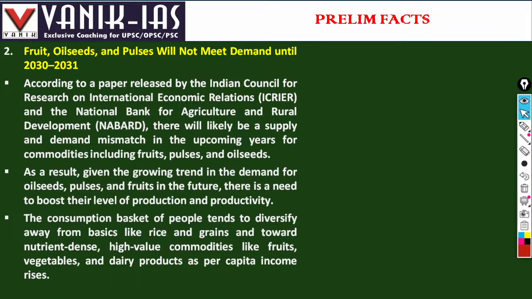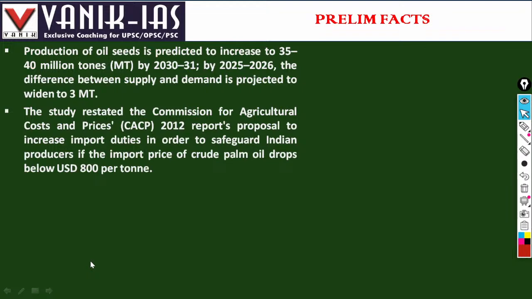As per capita income rises, the consumption basket of people tends to diversify away from basics like rice and grains and towards nutrient-dense, high-value commodities like fruits, vegetables, and dairy products. Production of oilseed is predicted to increase to 35 to 40 million tons by 2030-31. By 2025-26, the difference between supply and demand is projected to widen to 3 million tons.